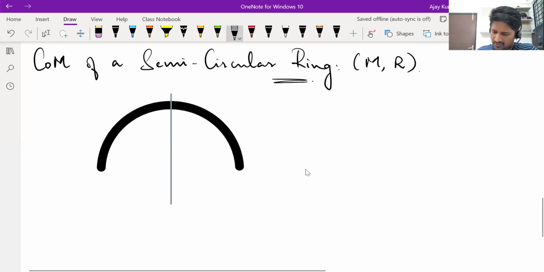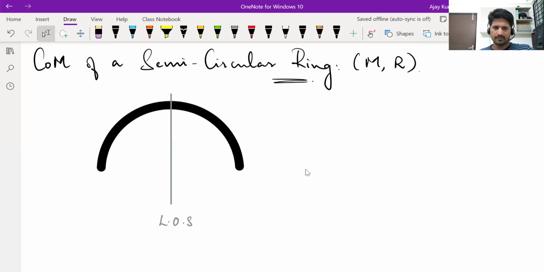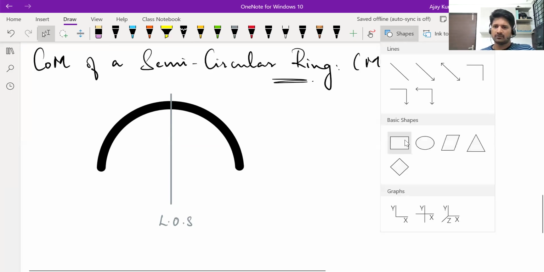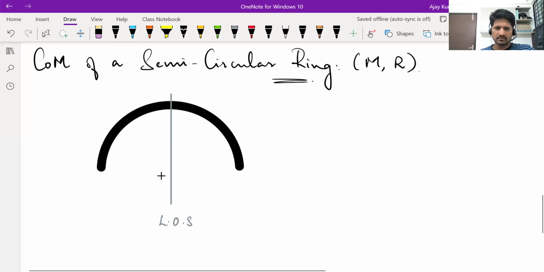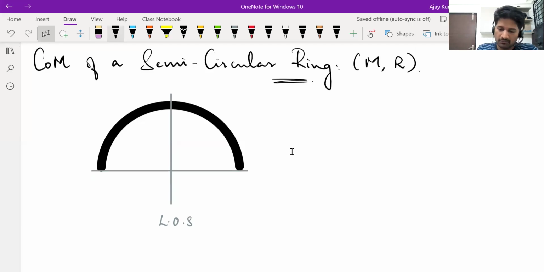Now, I hope all of you understand that this is the line of symmetry for this system. Left side of that line is a mirror image of the right side. So center of mass will lie somewhere on that line, and that line is the y-axis. For convenience, let's consider x-axis here. Now we know center of mass lies on the y-axis. So what we need to find out now is the y coordinate of the center of mass.